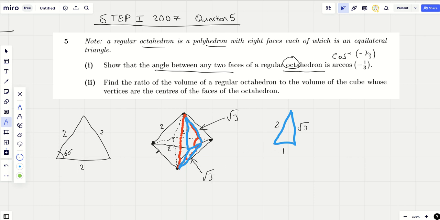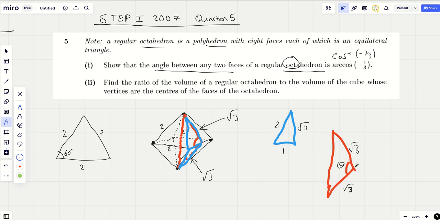Root 3. Okay, cool. So on our original red triangle, we've now got two other sides. Let's draw that red triangle out somewhere separately as well, because that's the one we really need. What we really need is this angle in here. That's the angle they're talking about, the angle between the two faces. Let's call it theta. We've discovered that's root 3, and that's root 3. So we're getting there.